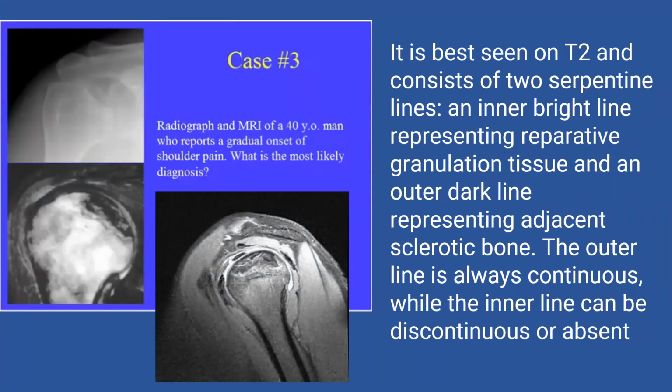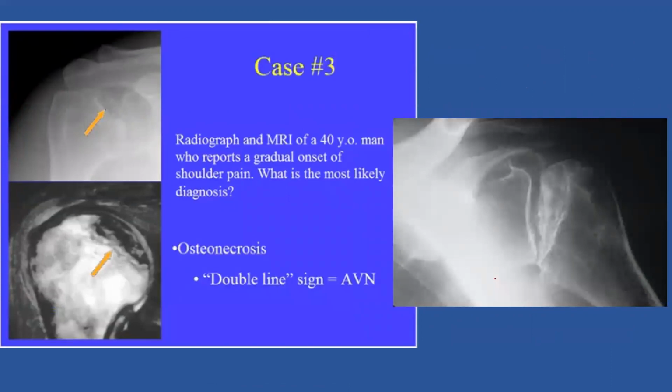You see that there is a nearly whitish or gray curve with respect to a black curve. And you see that there is a zone of necrosis. This is best seen on T2 and consists of 2 serpentine lines. The inner bright line represents the reparative granulation tissue and an outer dark line. And that's why we call it the double column line. And this represents as an adjacent dark line. The outer line is always continuous, while the inner line can be discontinuous or absent secondary to the repair process. So the diagnosis is the double line sign and avascular necrosis.